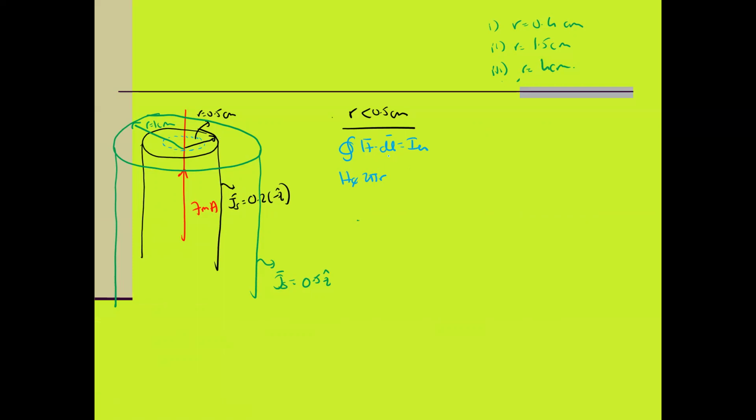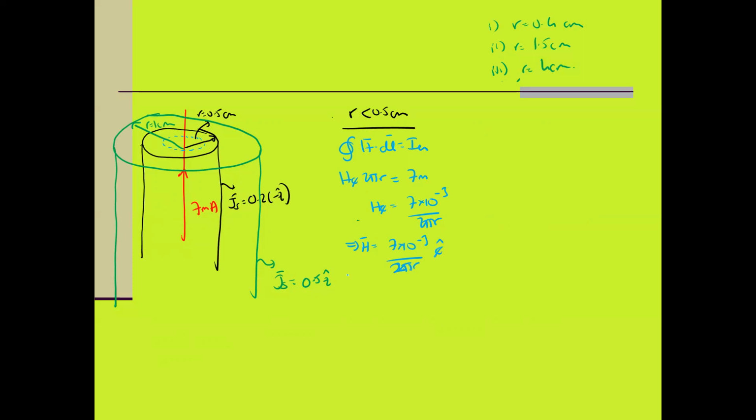Because we know that dl is r d phi in the direction of phi, the result of the integration on the closed loop will be H phi of 2 pi r, and the I enclosed is the current enclosed by the loop, which will be the 7 milliamperes current. If we proceed further, we are going to get H phi equal to 7 times 10 to the power of negative 3 divided by 2 pi r. As such, the H vector should be 7 times 10 to the power of negative 3 over 2 pi r, in the direction of phi.